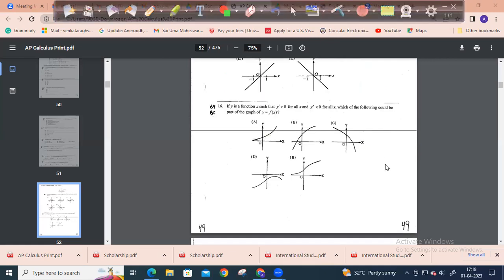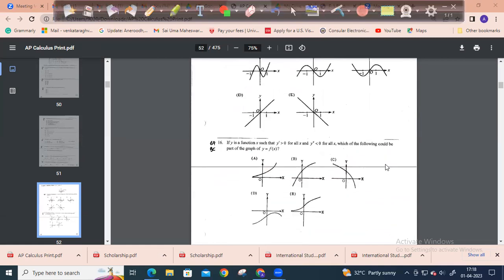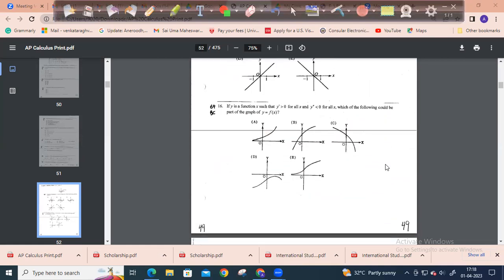Now, please see this question. I'll explain it, but before I explain, I want you to think for a minute or two. Then once I explain, you can understand better or receive it better.